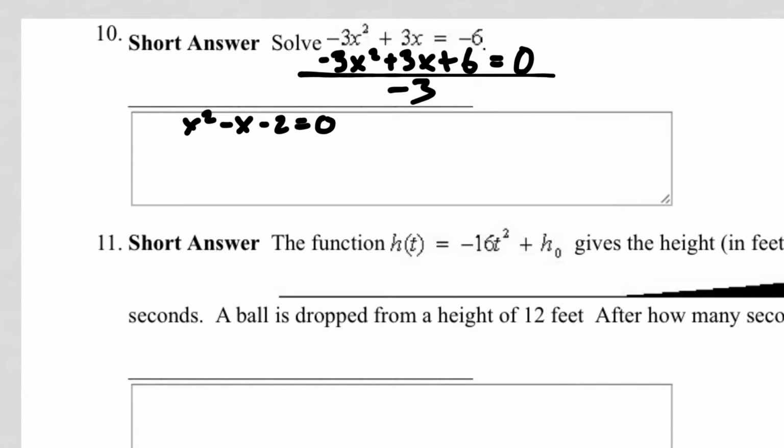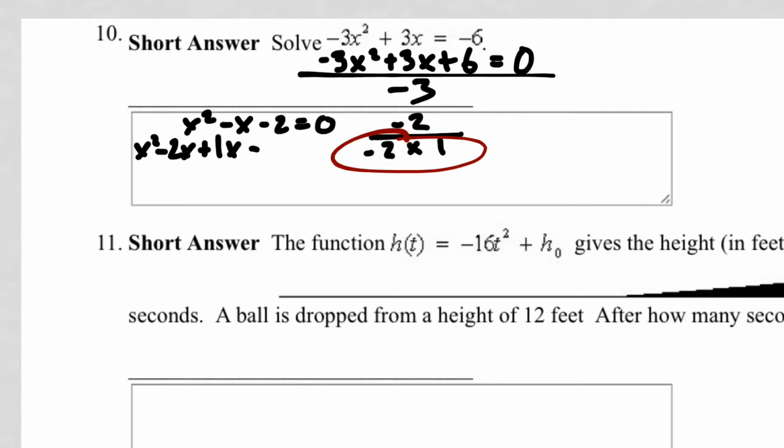Let's see, 1 times negative 2 is negative 2. Two numbers that multiply to make negative 2, but when you combine them, they make negative 1. I can think of negative 2 and positive 1. There you go. Look, it's factorable. All right, we continue. Those are the two magic numbers right there. So, x squared minus 2x plus 1x minus 2, from these numbers right here. And I do write 1x because it makes it easier to see what I'm supposed to factor.